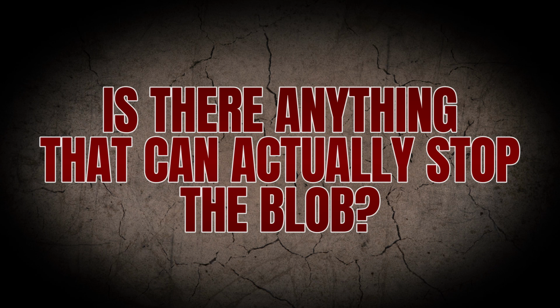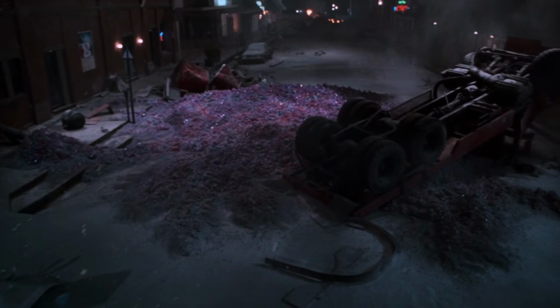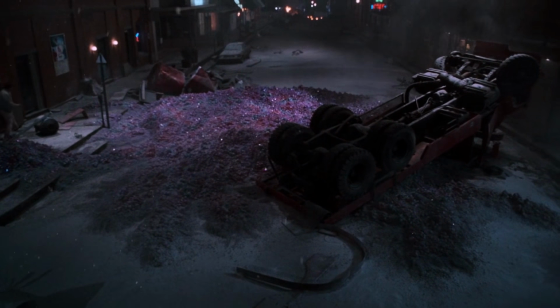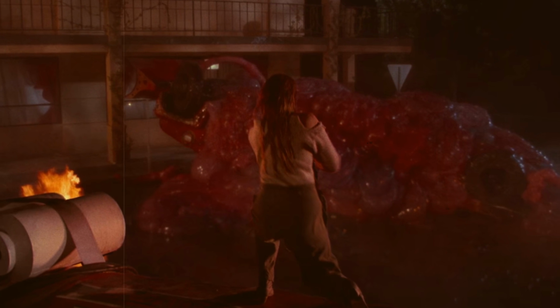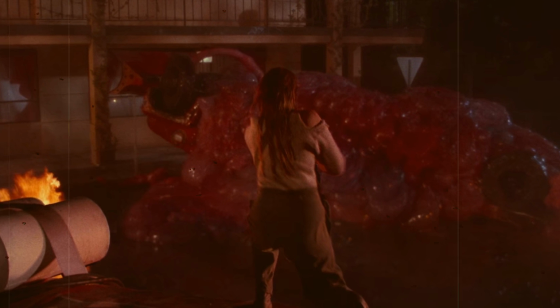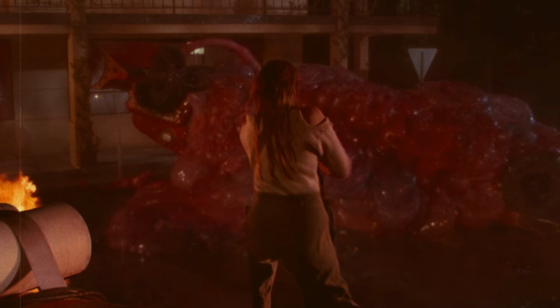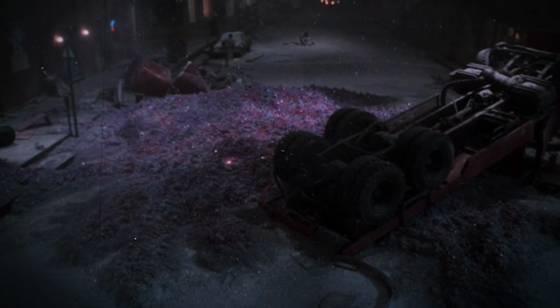Is there anything that can actually stop the Blob? In each and every one of this franchise's films, there is only one weakness which is upheld throughout: cold. Nothing else works, and in the 1988 film in particular, none of the conventional weaponry seem to harm it. Cold gases are able to repel it, and liquid nitrogen freezes it instantly.